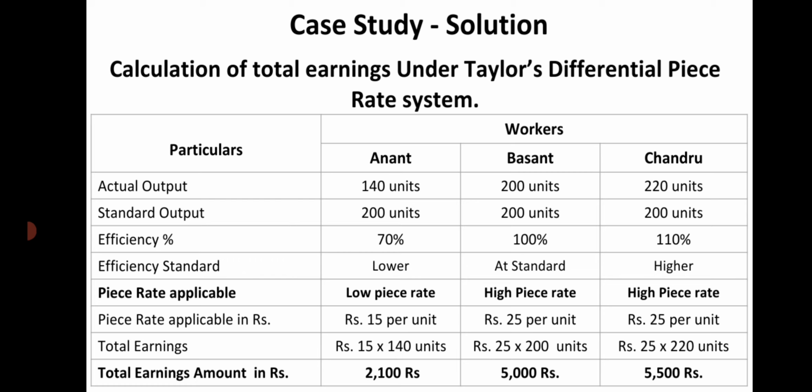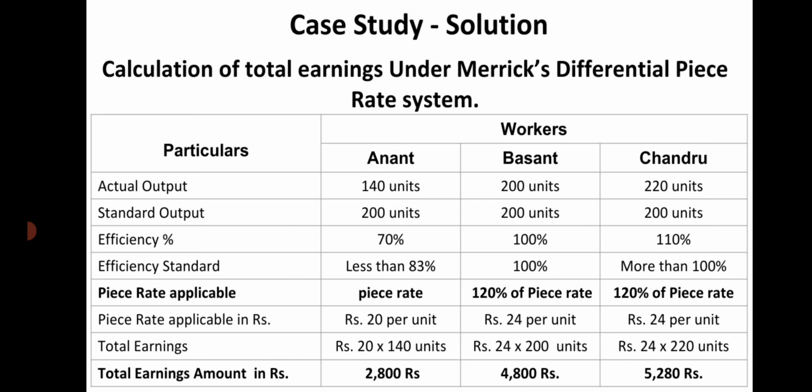First we will consider Taylor's differential plan. The piece rate applicable is low piece rate, high piece rate and high piece rate: 15 per unit for Anand, 25 per unit for Basant, 25 per unit for Chandru. So total earnings will be 15 into 140 units for Anand, 2,100; Basant, 25 into 200, 5,000 rupees; Chandru, 25 into 220 units, that is 5,500. This is Taylor's plan.